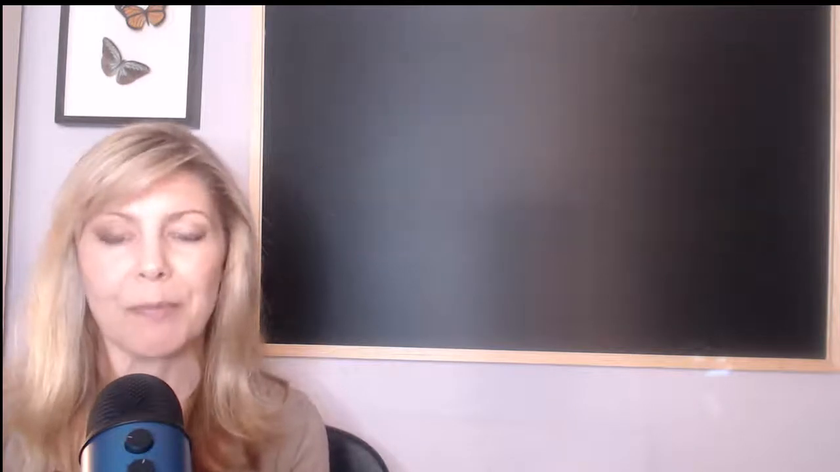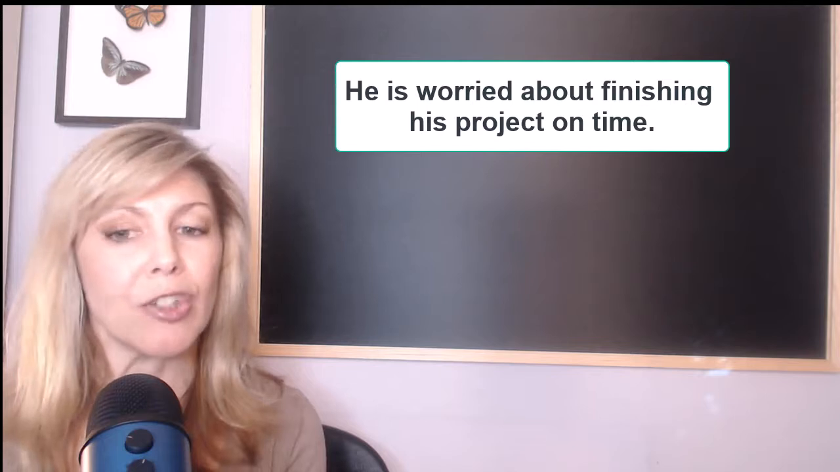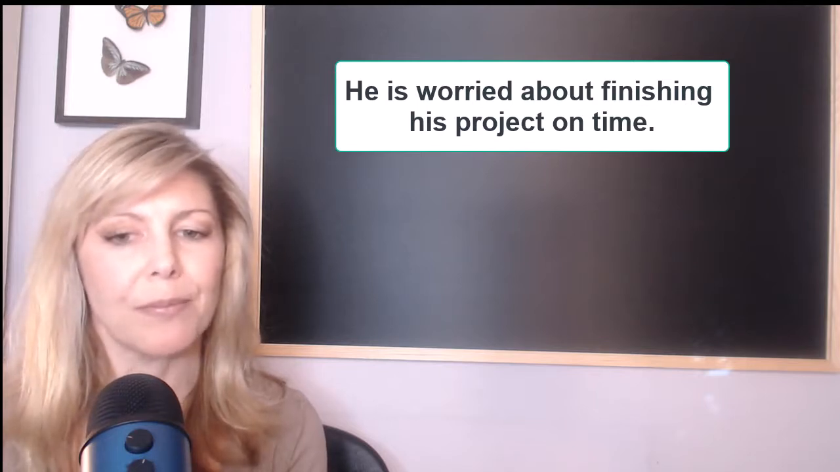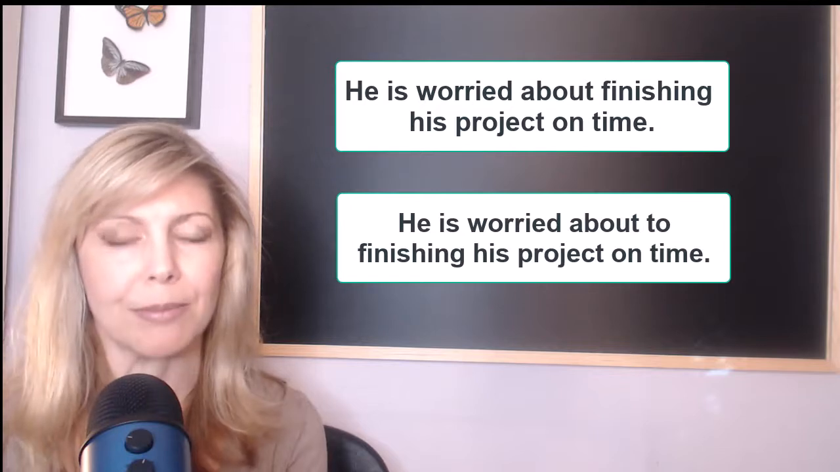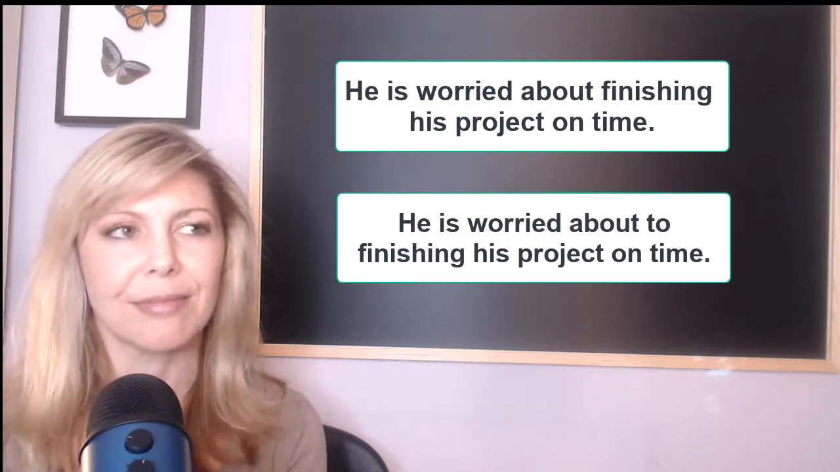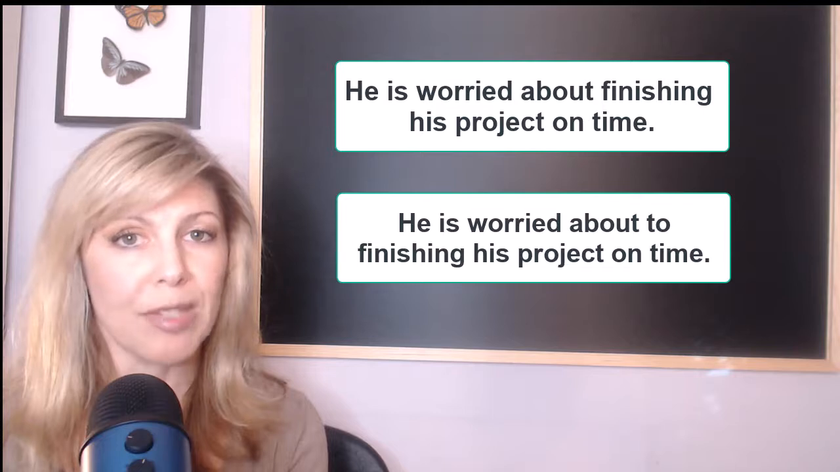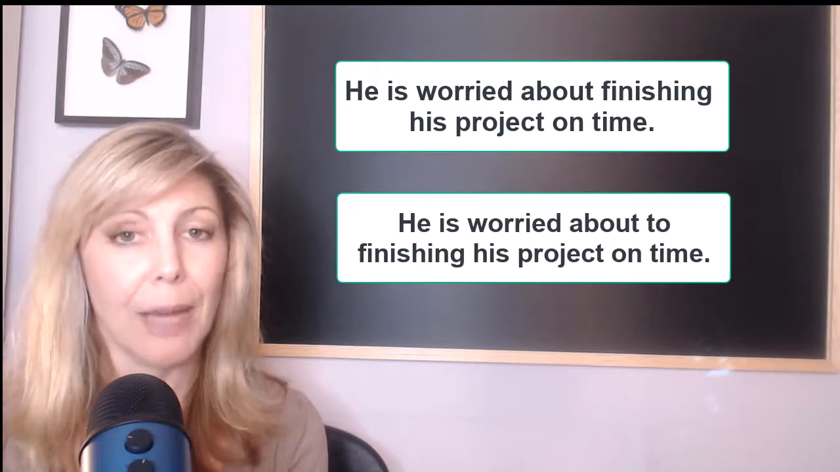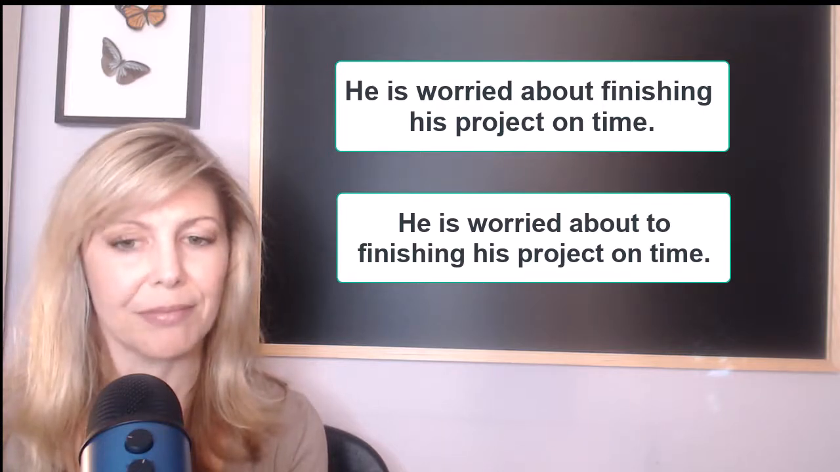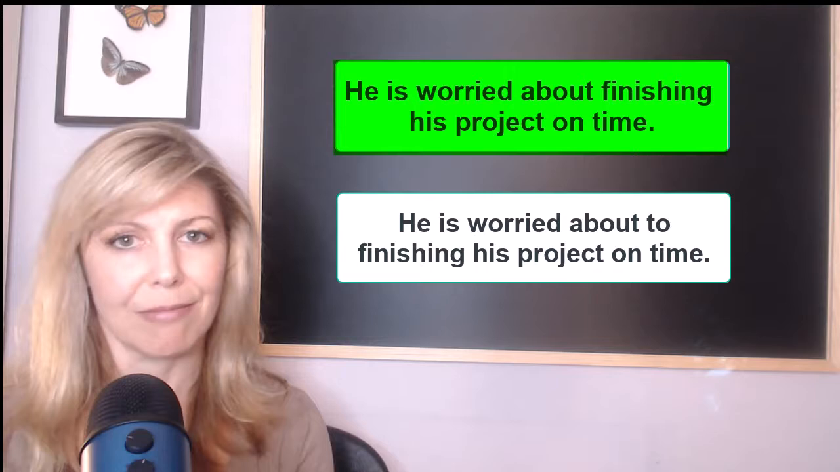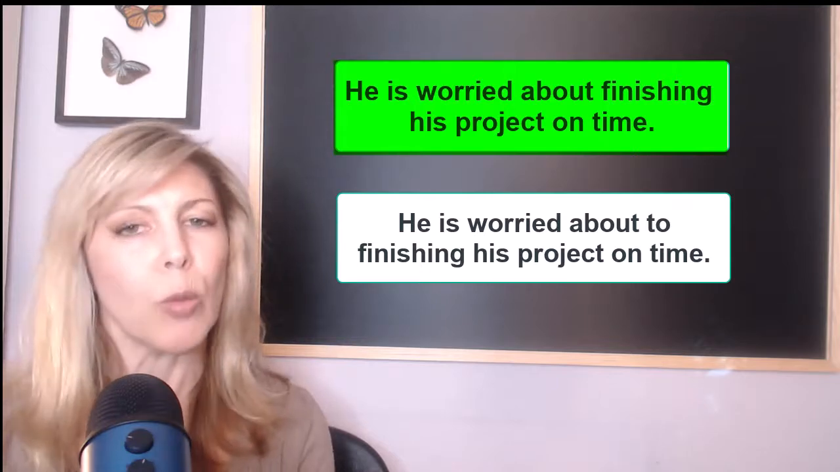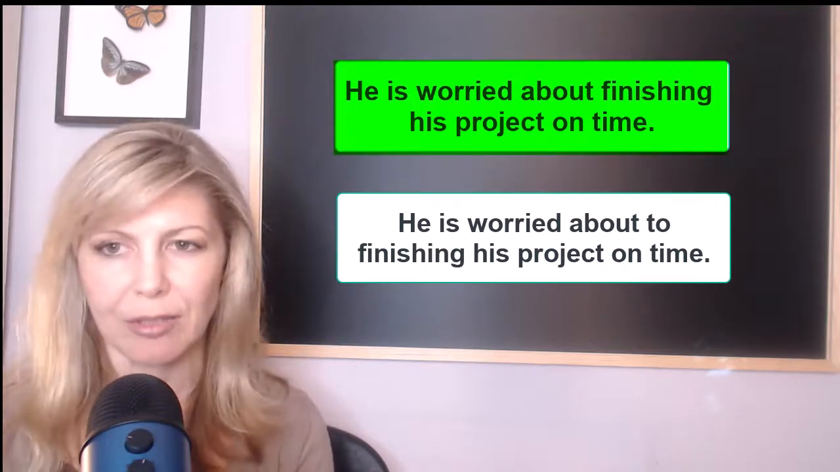The last one, he is worried about finishing his project on time. He is worried about to finishing his project on time. We have a preposition, about. So the first one is correct. He is worried about finishing. Finishing is a gerund. We don't say to finishing.